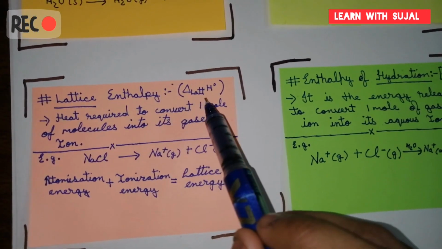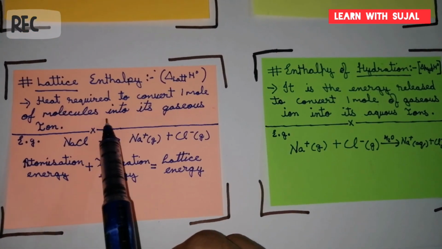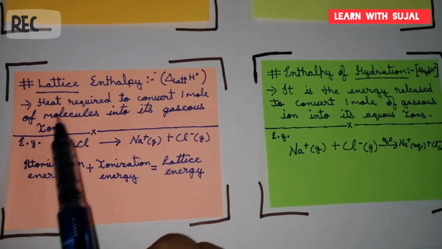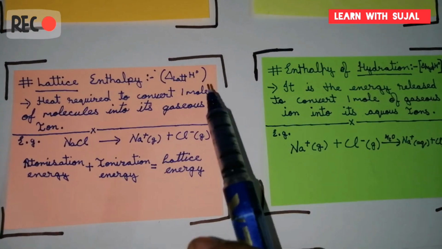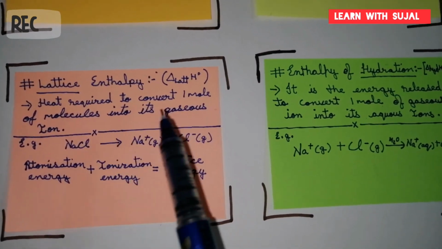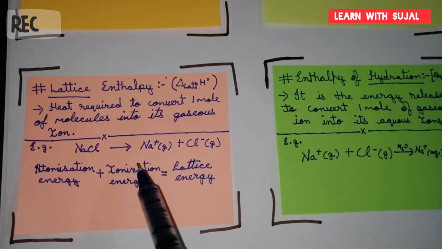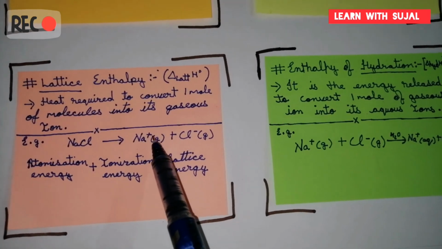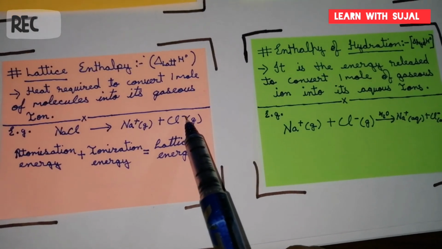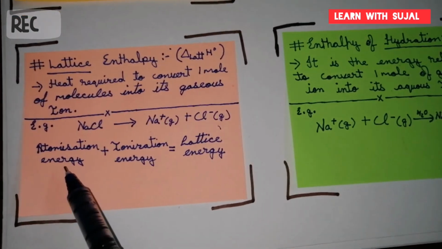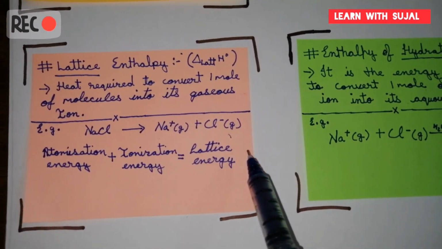So lattice enthalpy, delta H lattice, is the heat required to convert 1 mole of a compound into its gaseous ions. We convert any bond to its gaseous ions level. Take the example of NaCl. NaCl gives Na positive cation in gaseous state plus Cl negative in gaseous state. So the general formula: atomization energy plus ionization energy gives the lattice energy.